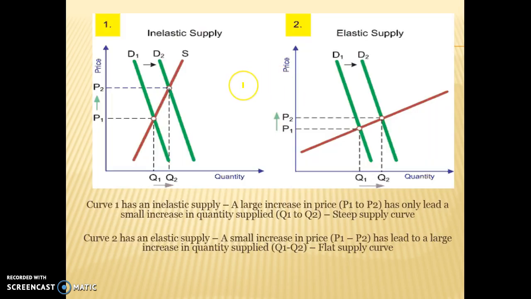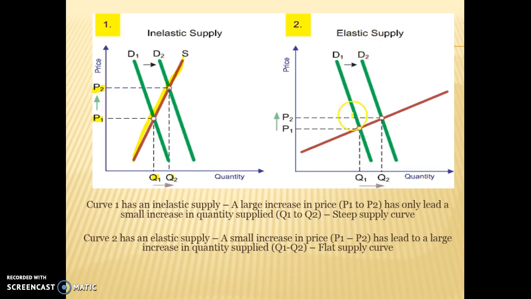So here's an example of an inelastic and elastic supply curve. The inelastic supply curve is fairly vertical. And what I mean by that is, in this case, there has been a large increase in price from P1 to P2, and that's only caused a small increase in the quantity supplied. So supply is relatively inelastic, relatively vertical, because a big change in price is only going to cause a small change in the quantity supplied.